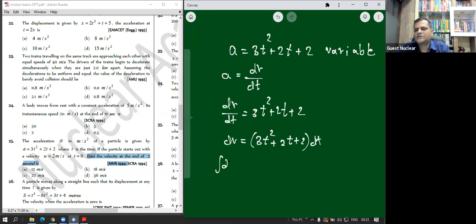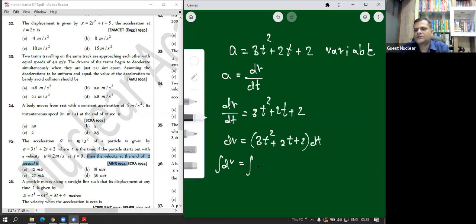So if we integrate this dv here, then we get the integration of 3t square plus 2t plus 2 into dt as it is, and plus c also, plus c क्यों, क्योंकि it's a constant of integration. Remember, whenever we integrate the equation we get a constant of integration. Yes, so that's why this plus c will appear here.